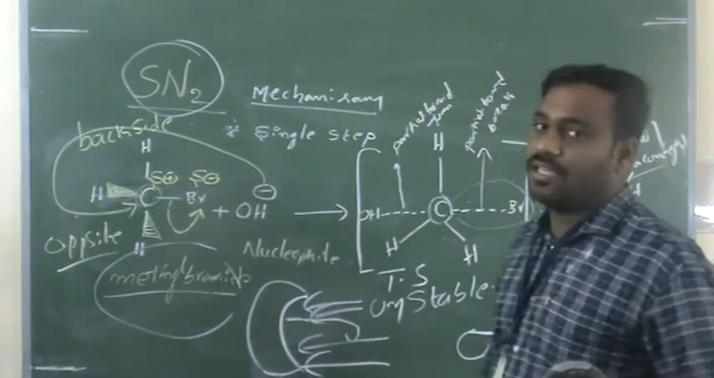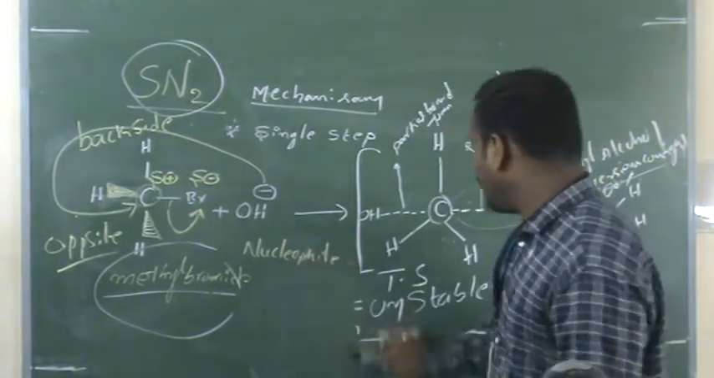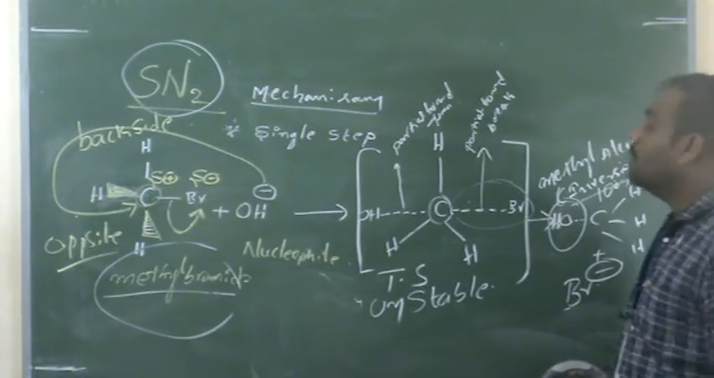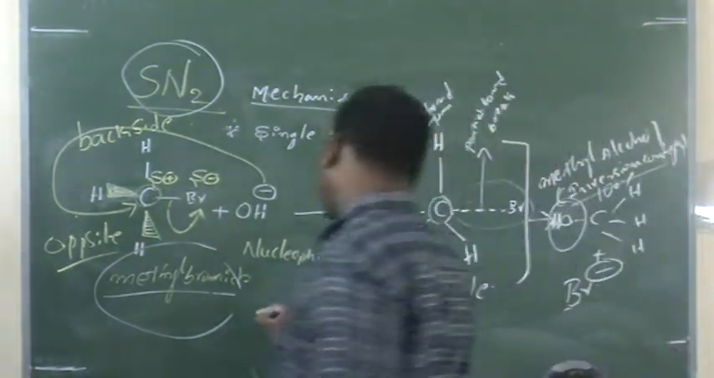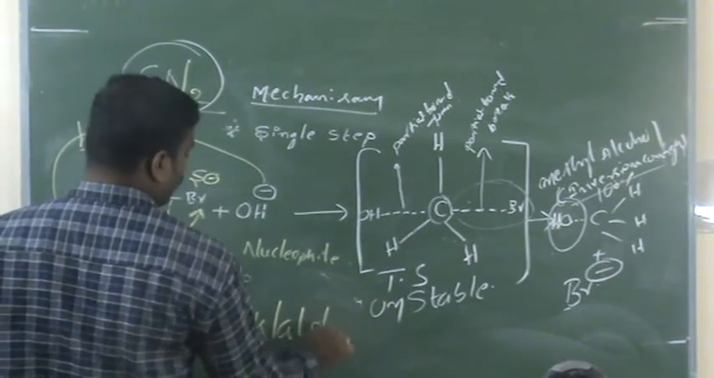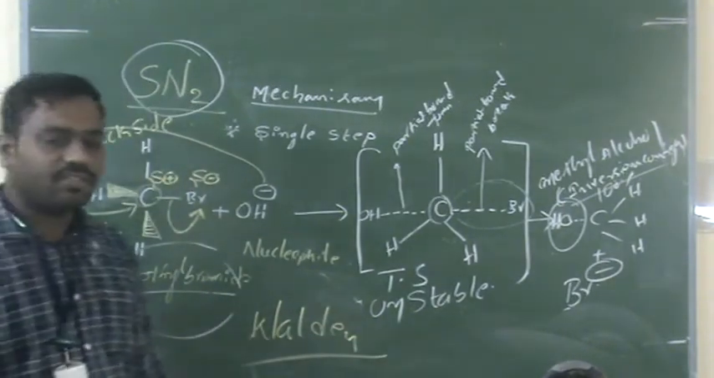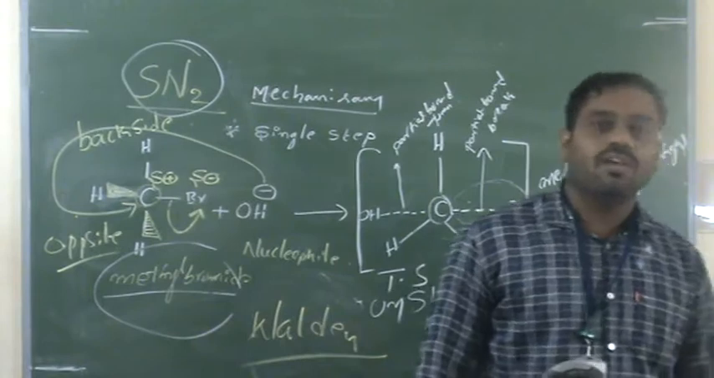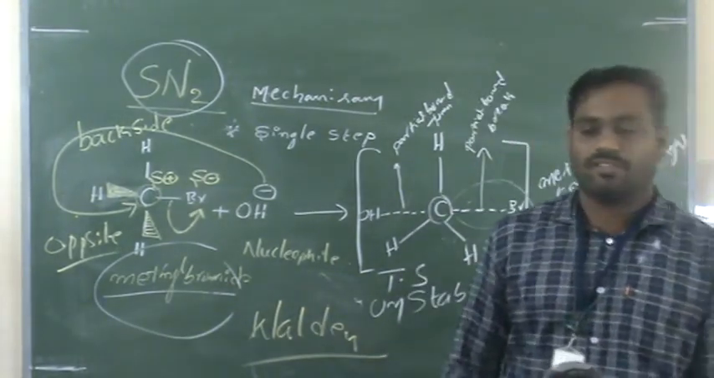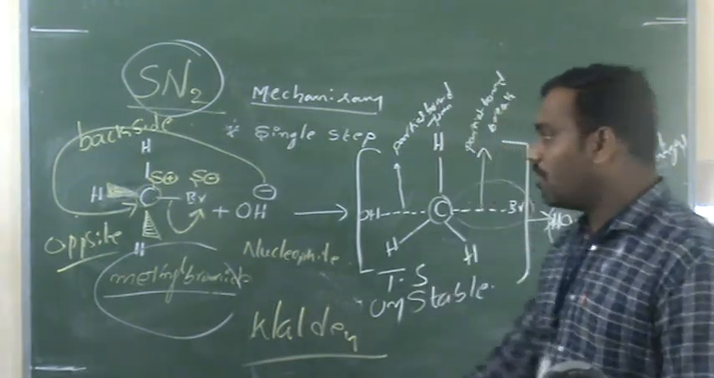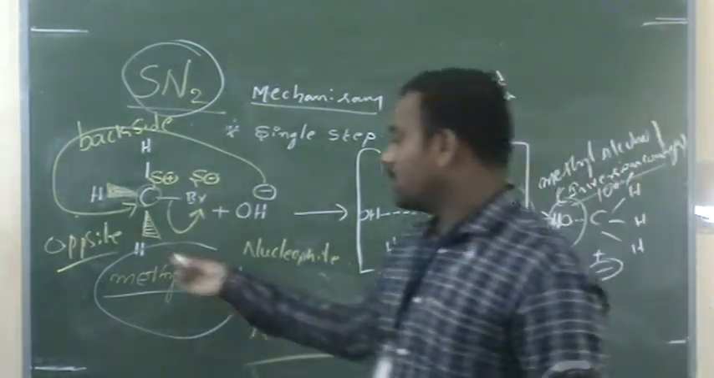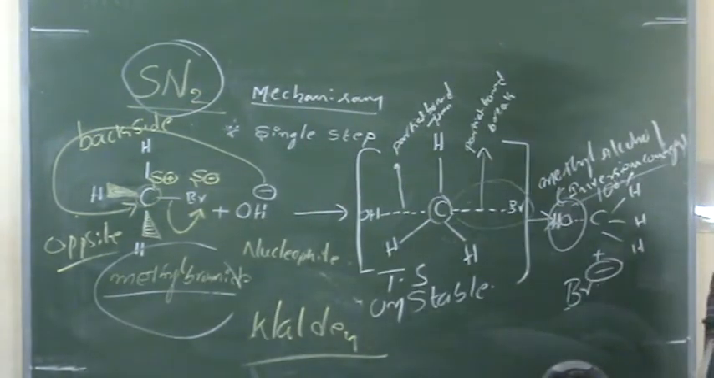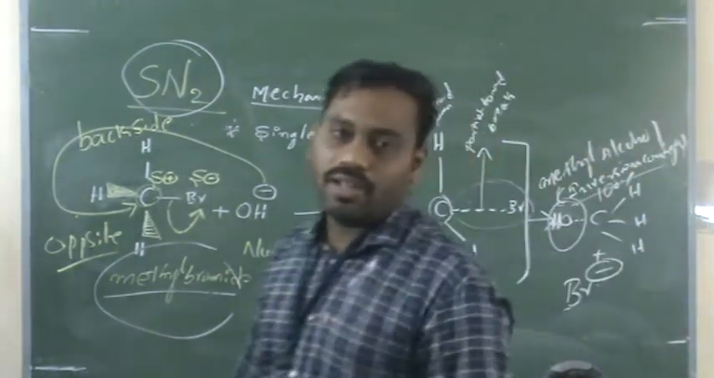The same thing happens here also. This complete inversion configuration was explained by a scientist called Walden. That's why this configuration is called Walden configuration. There is a 2 marks question they will ask: what is the meaning of Walden configuration? The meaning is that initially there is one type of configuration, and when you come to the product side, a complete inversion configuration has occurred. So I call this a Walden configuration.